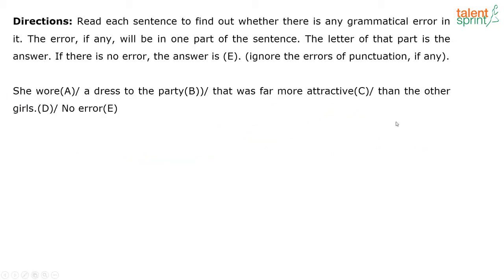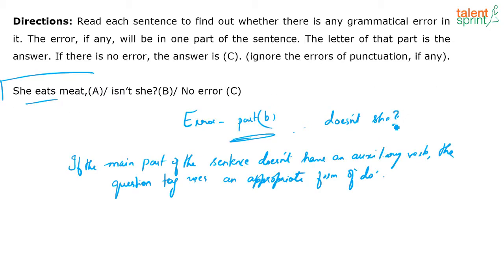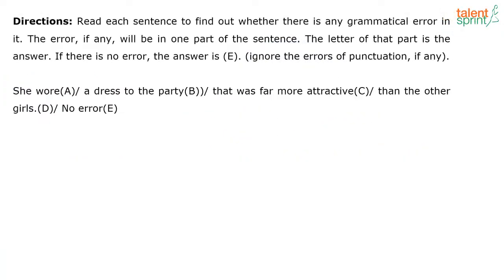So this shows that you're very thorough with your question tag concepts, at least, which is good. Any errors pertaining to question tags, you should be able to identify quickly. Let's move on to our next question error type. She wore a dress to the party that was far more attractive than the other girls. Where do you think the error is?